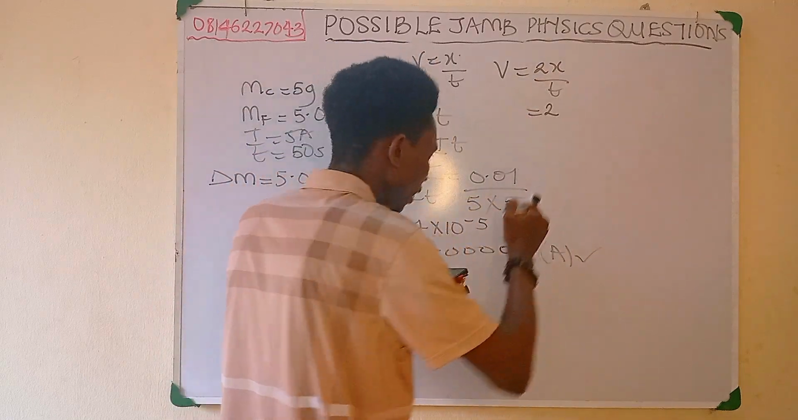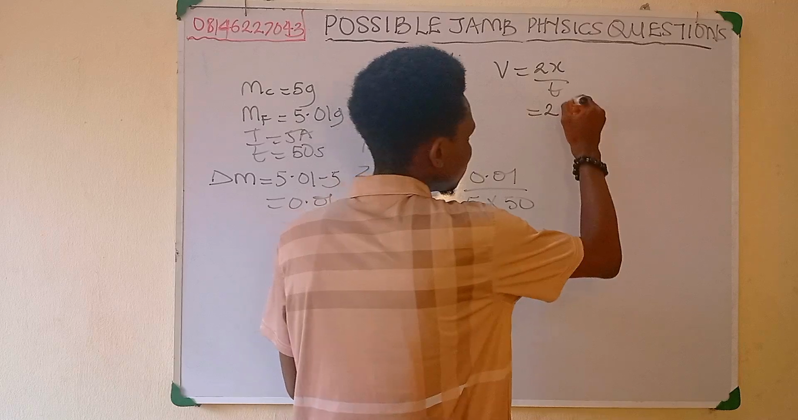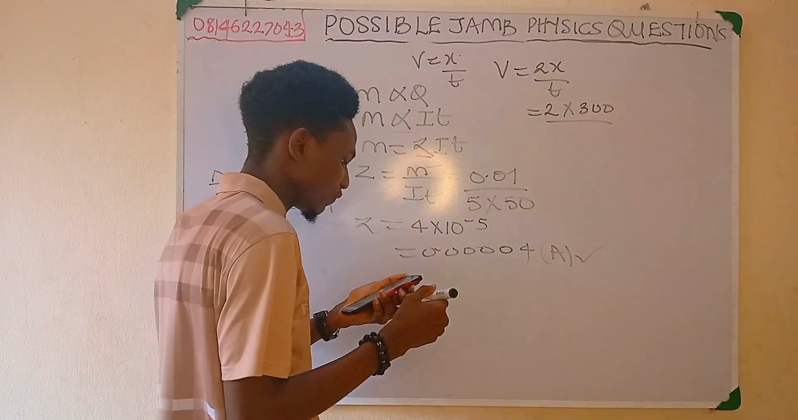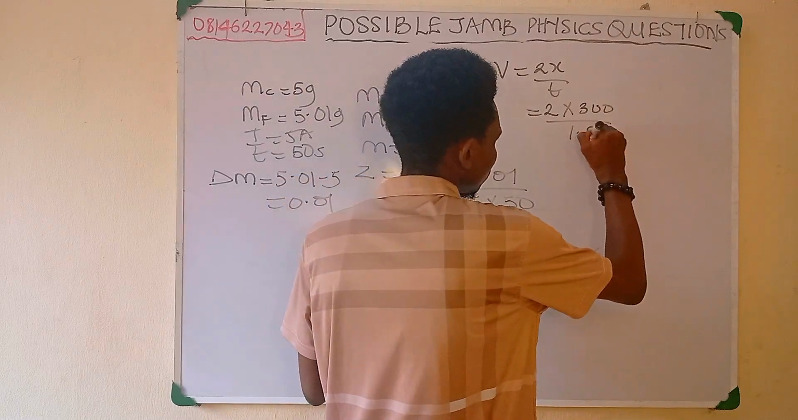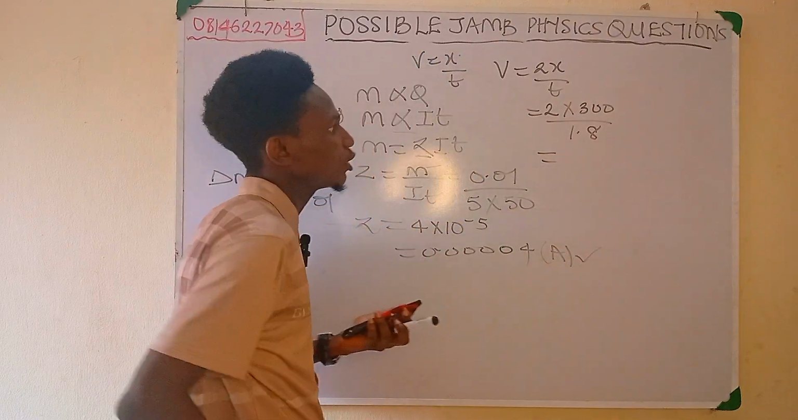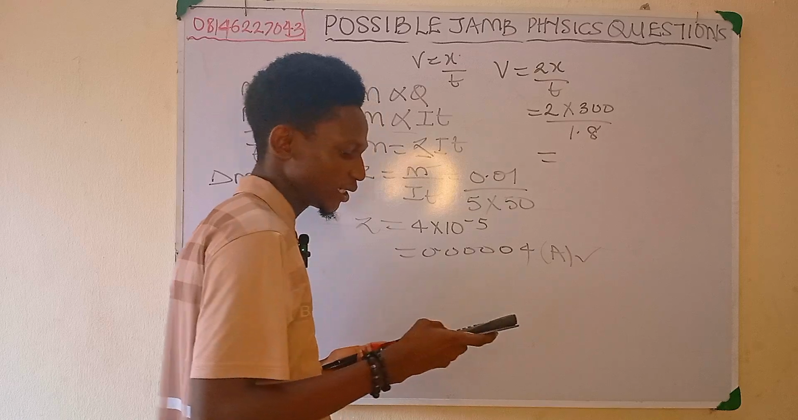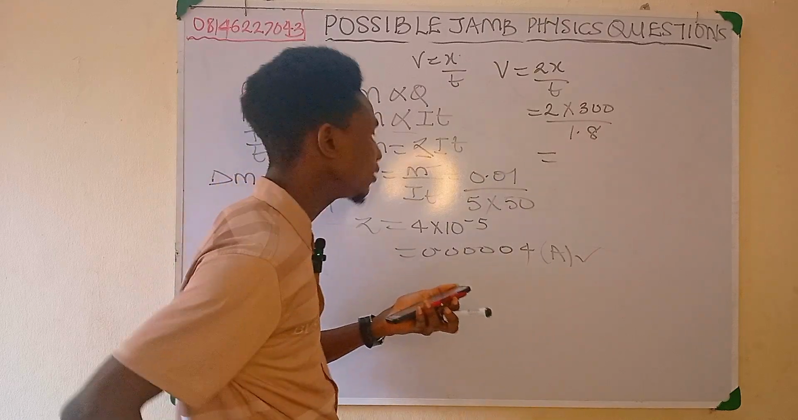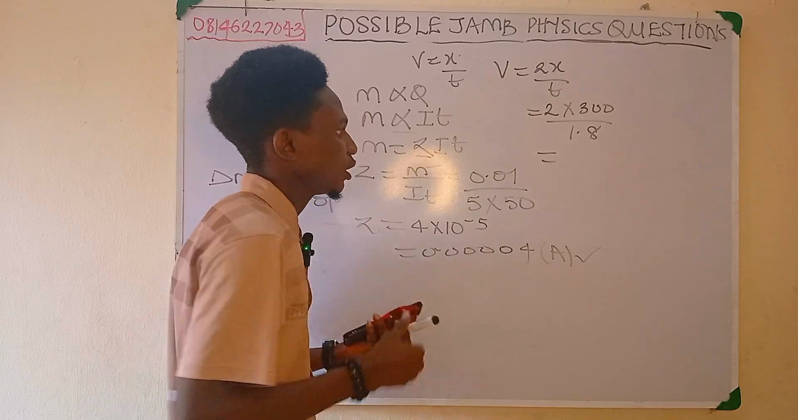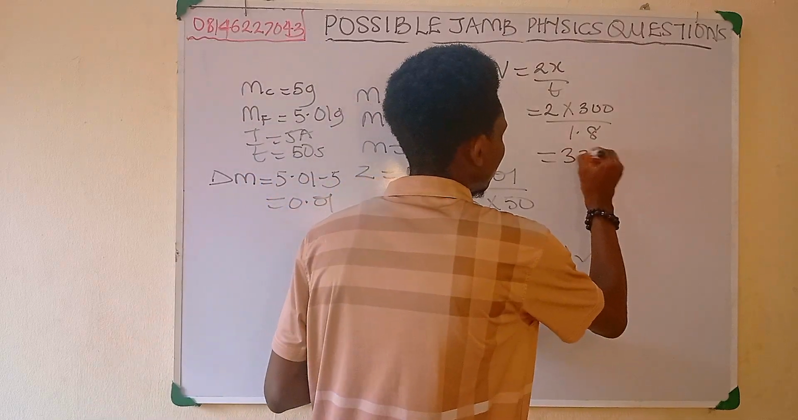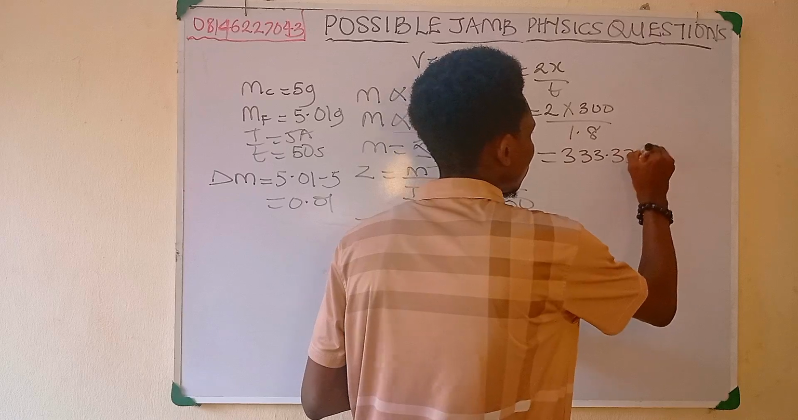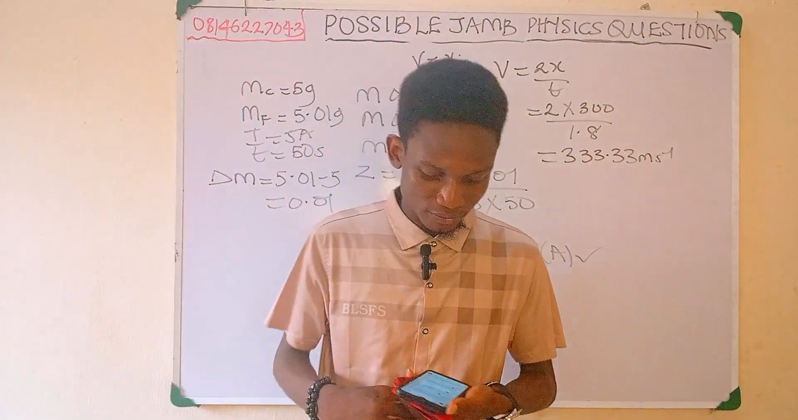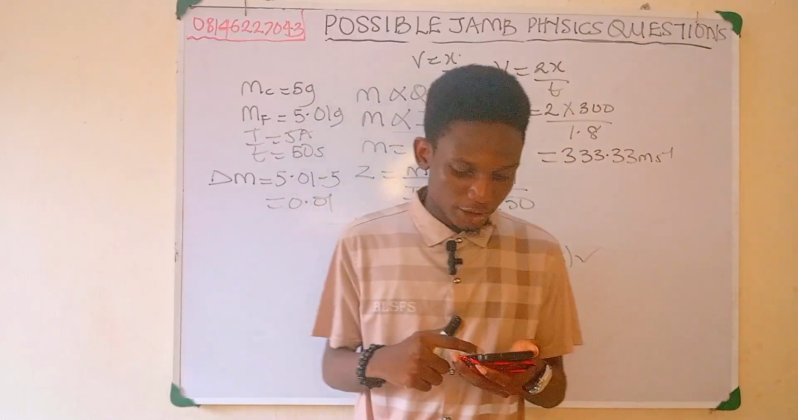Please take note. The distance they gave us is 300 meters. So we have 2 times 300 divided by the time, which is 1.8 seconds. 2 times 300 is 600. Then 600 divided by 1.8 gives you 333.3 meter per second. See, it's very, very simple. Just know the formula and you are good to go. This is a very popular question. So 333.3 meter per second is our correct answer. Option D is correct. Now let's quickly move to the next question.